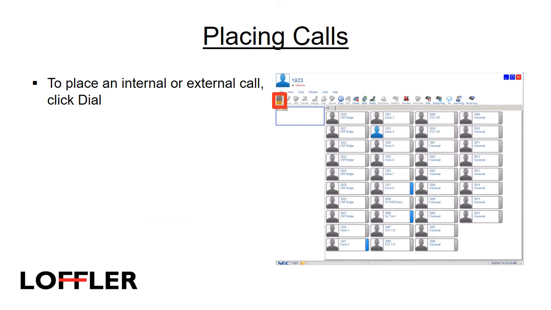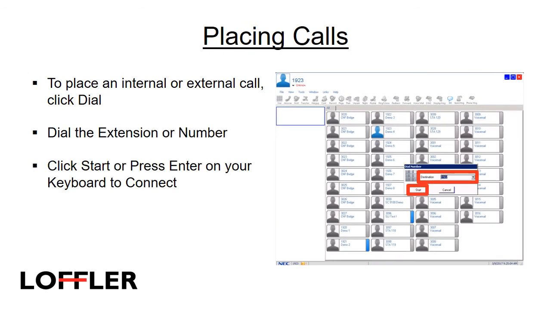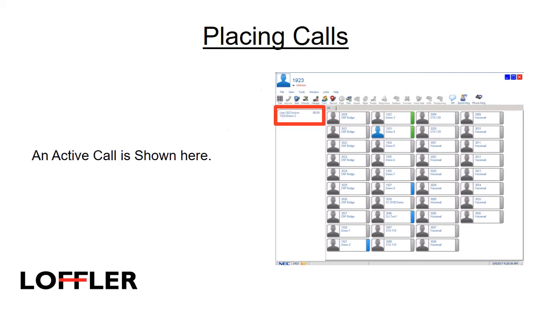To place an internal or external call, click the dial icon. Dial the extension or number, and then click Start, or press Enter on your keyboard to connect the call. Here is what an active call looks like.